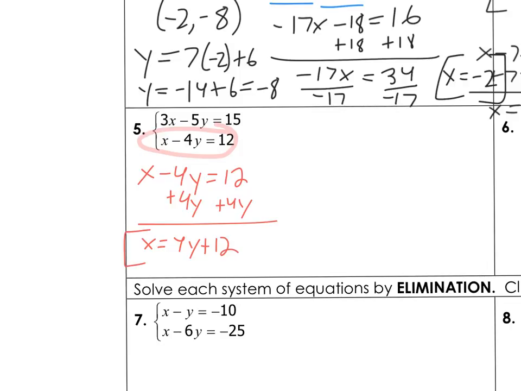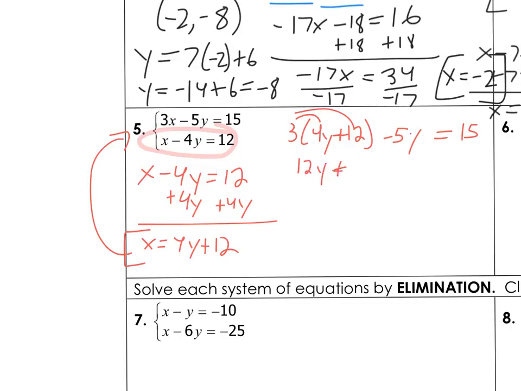Now we take this, plug it into the first equation. And if we do that, we would get 3, and instead of x, we'd write in 4y plus 12, minus 5y equals 15. Use the distributive property, and that would leave you with 12y plus 36 minus 5y equals 15. Combine like terms, and that would leave you with 7y plus 36 equals 15.